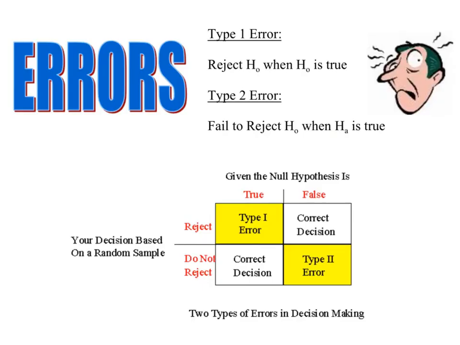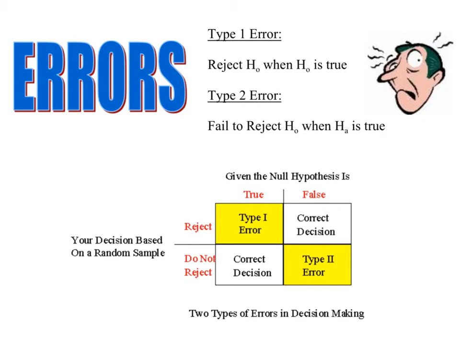I wanted to finish this video by just talking about really the inherent risk of making a decision based on sampling. We have something called type 1 and type 2 errors, and you can read them there. That type 1 is reject the null when the null is true, and type 2 is we fail to reject the null when the alternative is true.